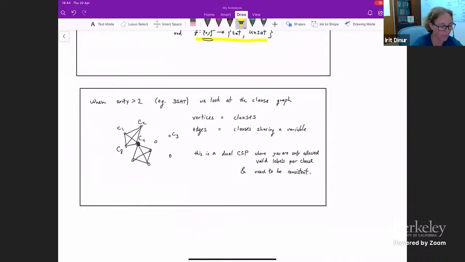However, when the hypergraph is not a graph, when the arity of the constraints is more than 2, so they look at more than 2 variables, since we get a hypergraph, it is very hard to analyze. Algorithms don't really know what to do with a hypergraph. When we have a graph, we can look at the adjacency matrix, and we can do a bunch of linear algebra and spectral analysis on it, and these are very powerful tools.